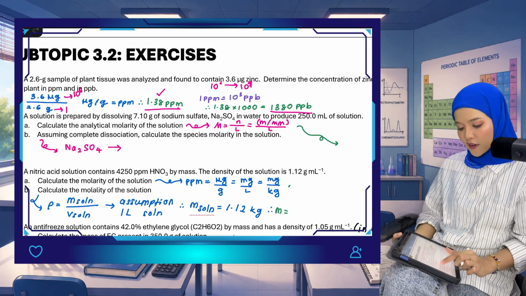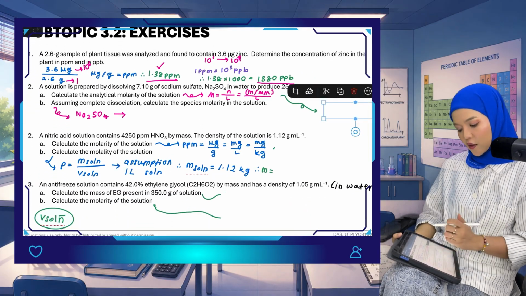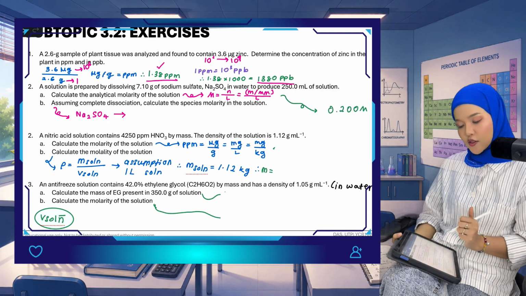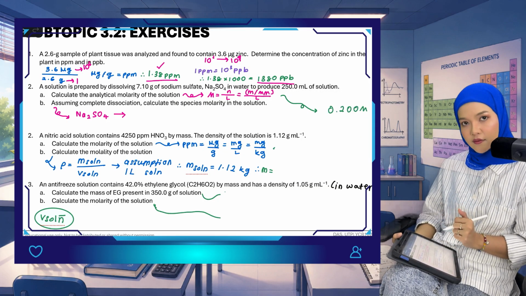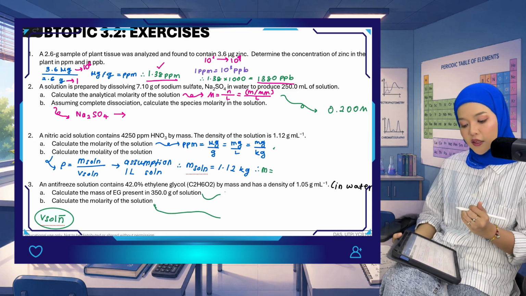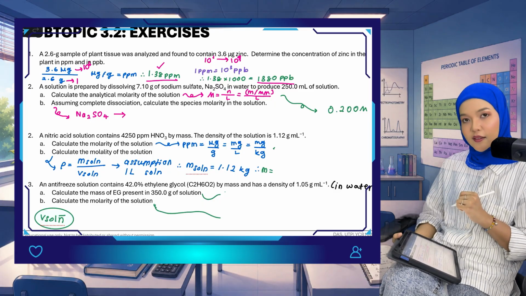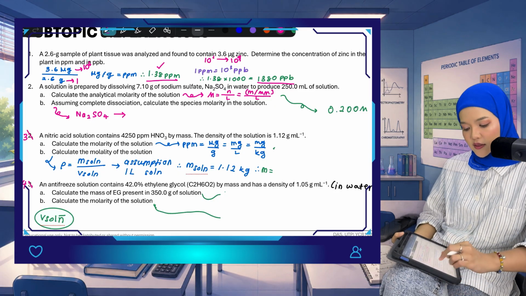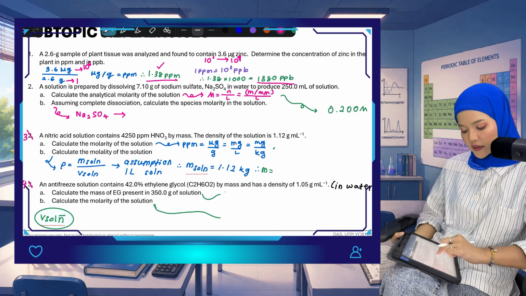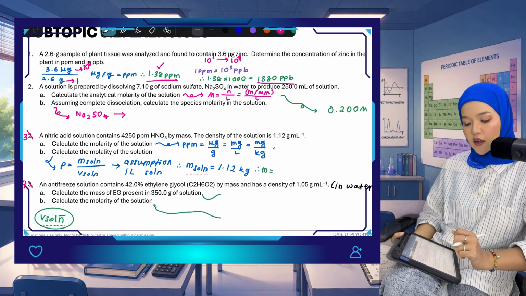Now the second question. The answer is 0.2 molarity. For the second part, assuming complete dissociation, calculate the species molarity in the solution. Question number 3: a nitric acid solution contains 4250 ppm nitric acid by mass in water. The density of the solution is given. Now calculate the molarity.